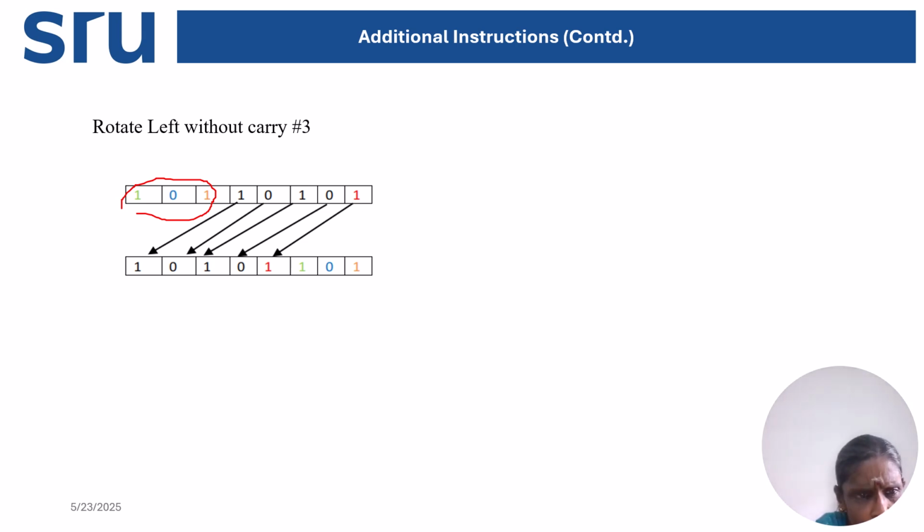So first one, 1 0 1, this one, and then 1, this blue 0, and then 1. Continuously coming, the order will not be changed. Continuously in order one by one, it will occupy the three position bits. Okay. So 1 0 1, like this. It is rotate left without carry.